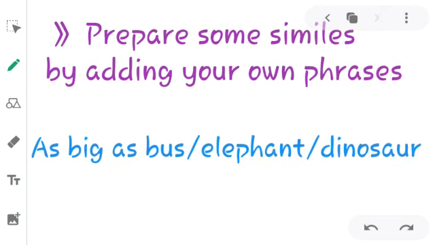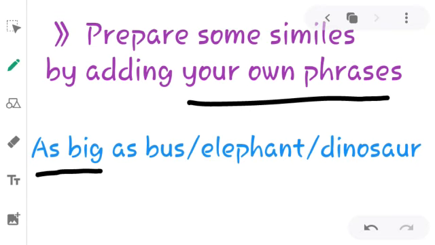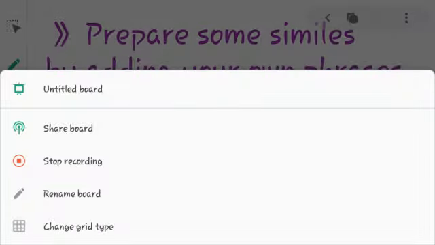In the third exercise, you have to write on your own. You can add your own similes, you can make your own similes. Like one of the sentences here, as big as, you can compare the hugeness of anything with a bus, an elephant, or a dinosaur, and any other thing, like as destructive as a flood, an earthquake, or any other thing you can write. It's up to you. So you have to do these pages.